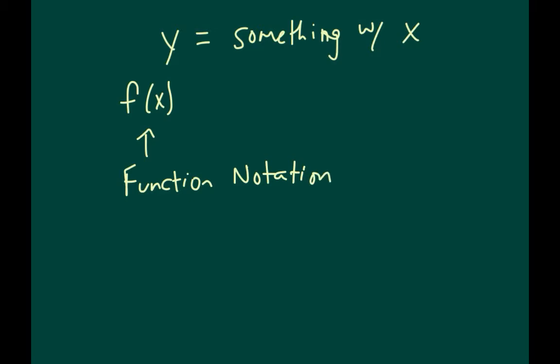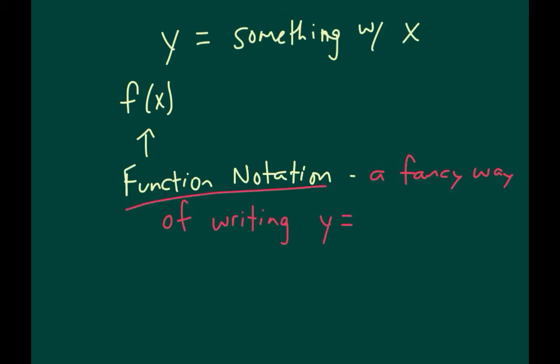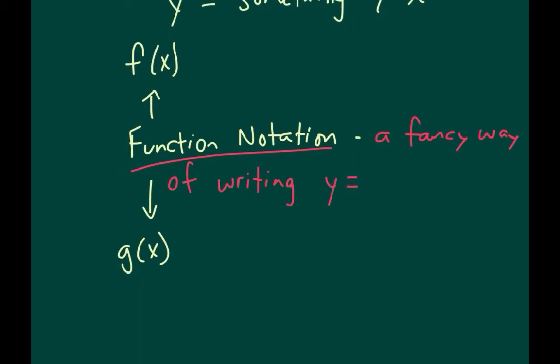And really the whole key, and you might want to put this in a different color for dramatic emphasis, is that function notation is really just a fancy way of writing y equals. It's really just a fancy way of saying y. And if you keep that in mind, when you see something like f of x or g of x, it's going to make a whole lot more sense if you look at it as though, okay, that's just kind of like a y value.